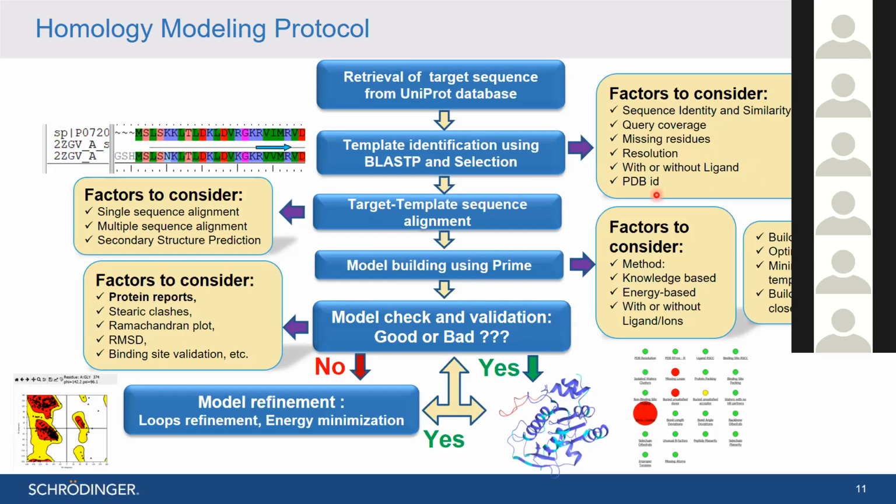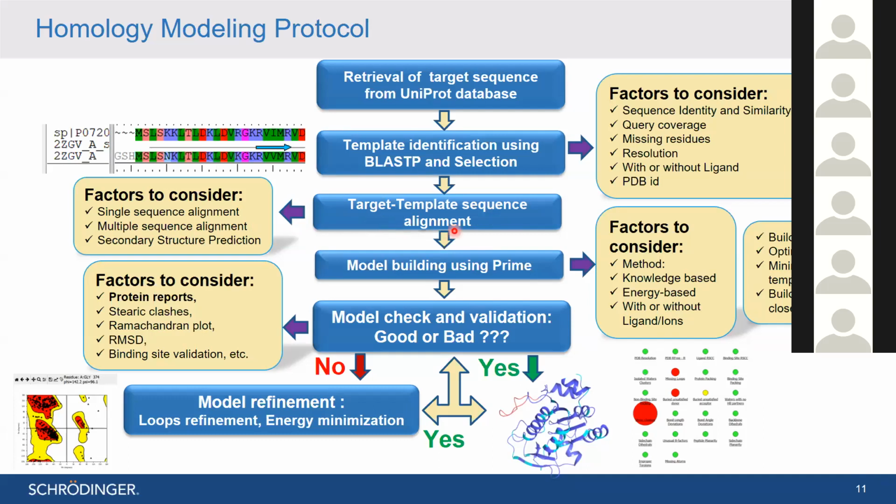So all those things you need to consider before choosing a final template structure which comes out of this BLAST-P search. Once you have the best template available, you just need to align those two sequences using the software. Whenever you align those sequences, there can be various methods, like single template alignment, multiple template alignment, or secondary structure based alignment. So these are the things which you need to consider while doing target template sequence alignment.